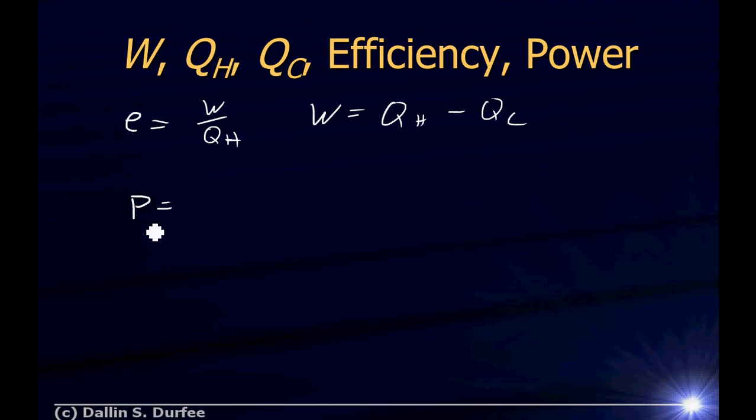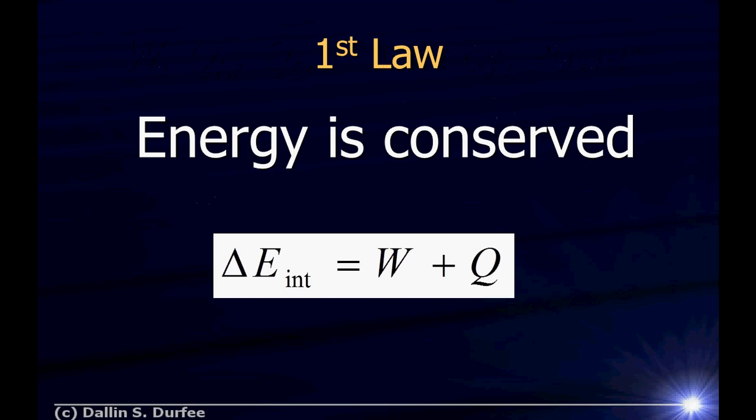When we talk about the power that an engine puts out, that's work per unit time, right? So I just take the work that comes out in one cycle divided by how long it takes to do one cycle, and that's how we would find the power output by an engine. Okay? All right, so there's an example.